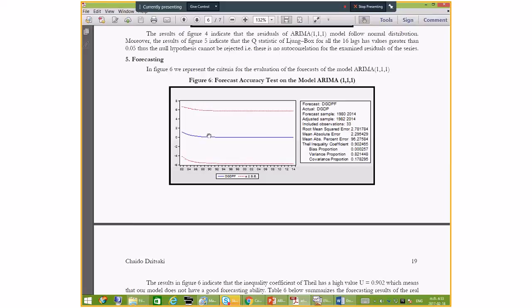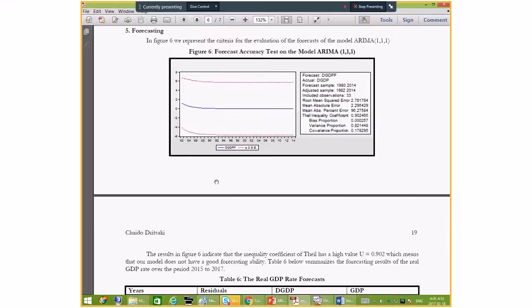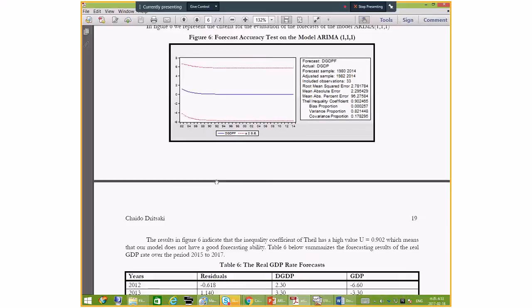This is the forecasting result. In this figure 6, you can see that the inequality coefficient shows a high value, U is 0.9. Here the inequality coefficient is 0.0902. That means our model does not have good forecasting ability.